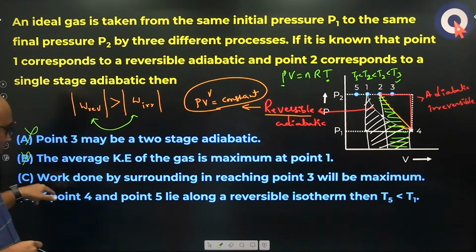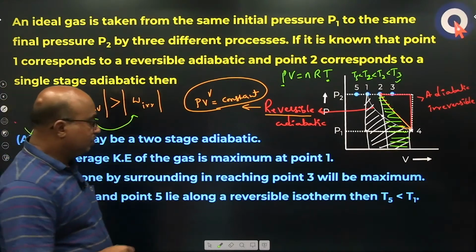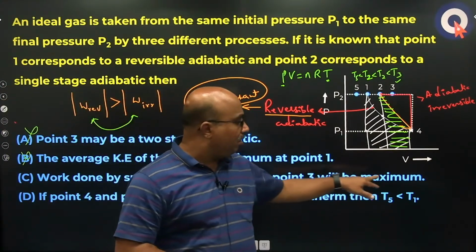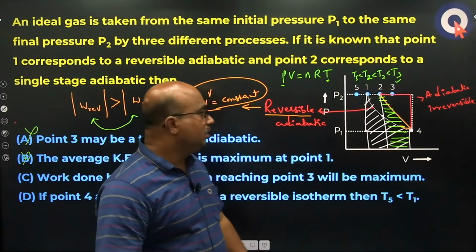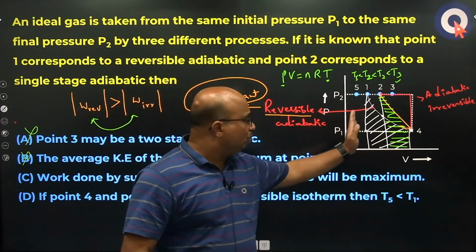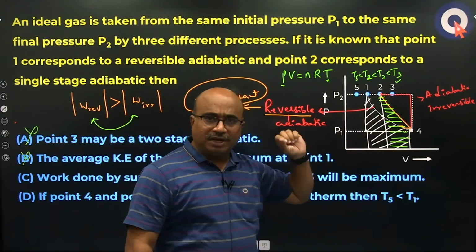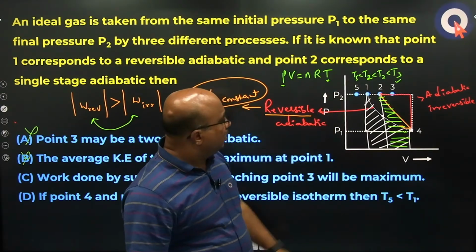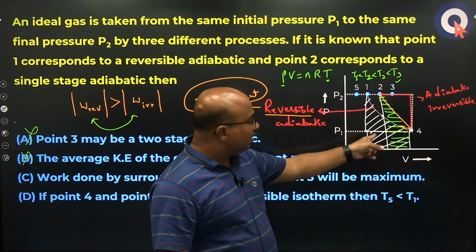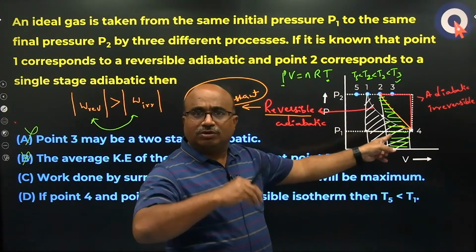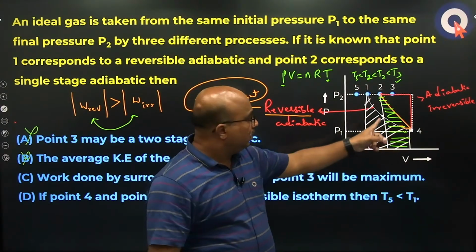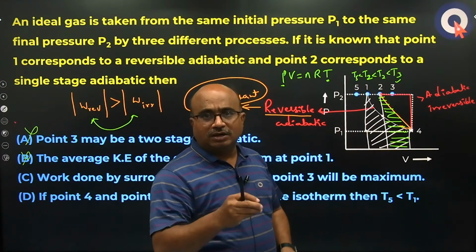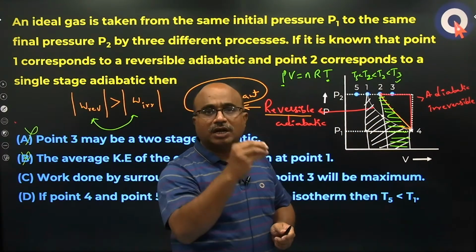Now, work done by the surroundings in reaching the point 3 will be maximum. But during these two, if we try to understand what is happening and what happens at 3 maybe. This is adiabatic. So whatever the work done, that converts into internal energy. Here also, whatever the work done, that also converts into internal energy.